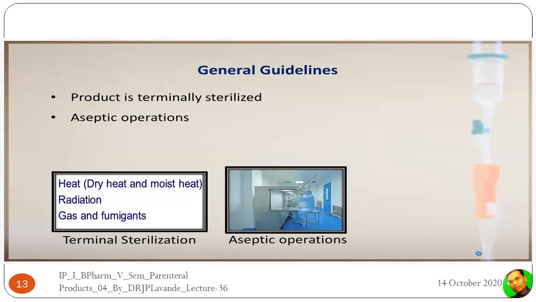As far as heat is concerned, we can go for either dry heat or moist heat. In case of dry heat, we can use the hot air oven. In case of moist heat, we can use autoclaves. In case of autoclave, we have to maintain 121 degrees Celsius temperature at 15 pound pressure for 15 minutes. The process will be carried out in the aseptic areas.